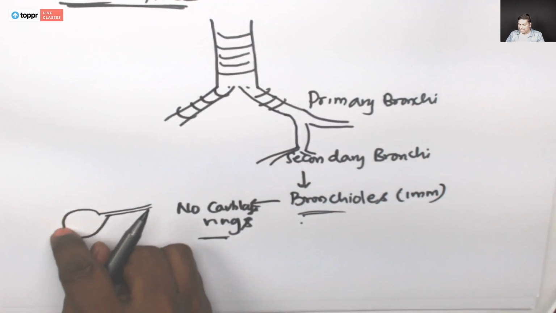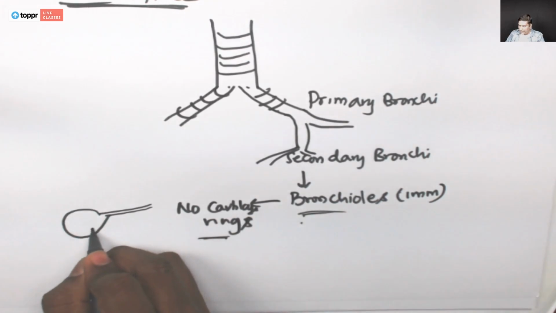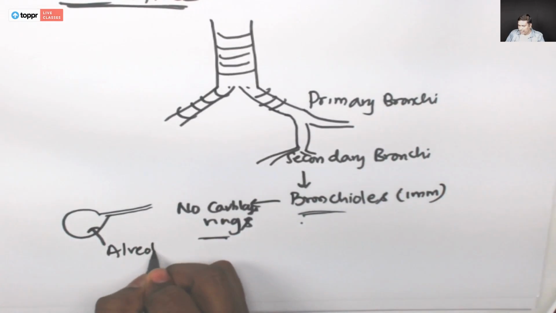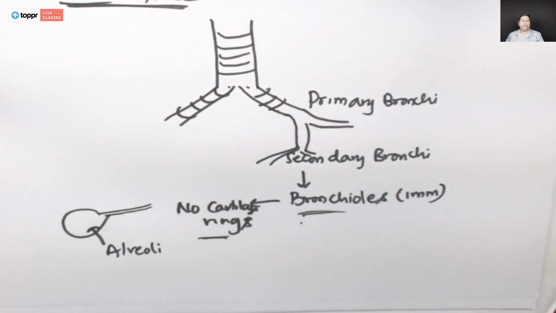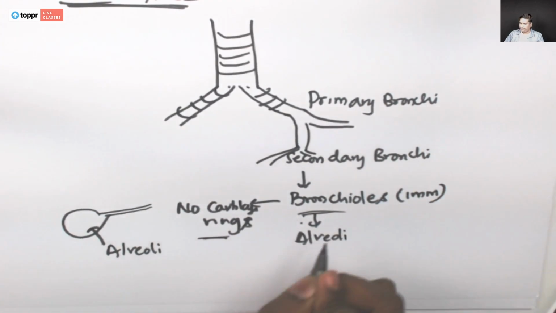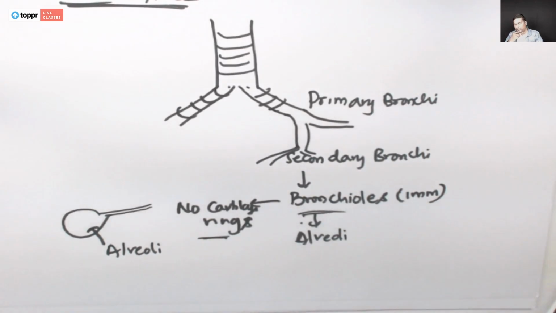These wide enclosed spaces are what we call the alveoli. The bronchioles finally open into the alveoli.